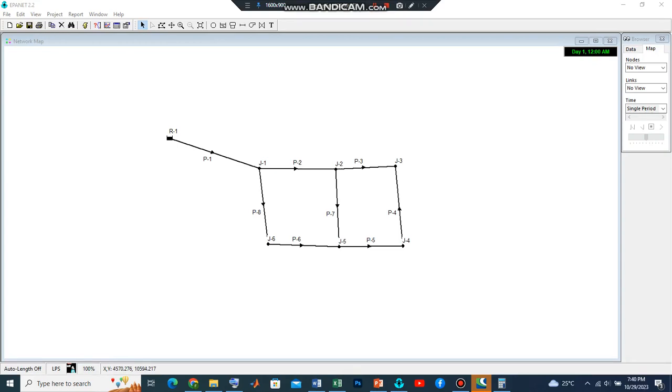And so we shall be looking at the fourth part of our video where we would like to optimize this water distribution network. And so let's look at a few things.